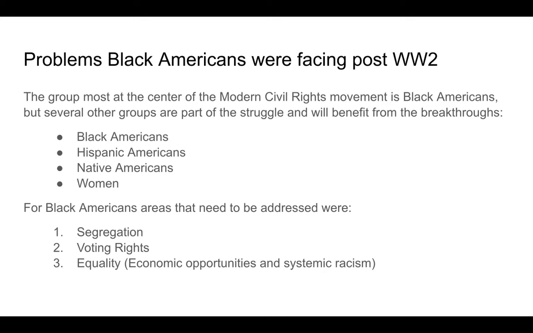For Black Americans, there were big areas that needed to be addressed. We might say these were the major goals of the modern civil rights movement. The first was to end segregation. Ever since the Civil War, slavery had been abolished, but African Americans, especially in the South, were living in a separate world from the majority of white Americans. We call this Jim Crow laws, or just the idea that society could not coexist together and could only work if the races were separated.